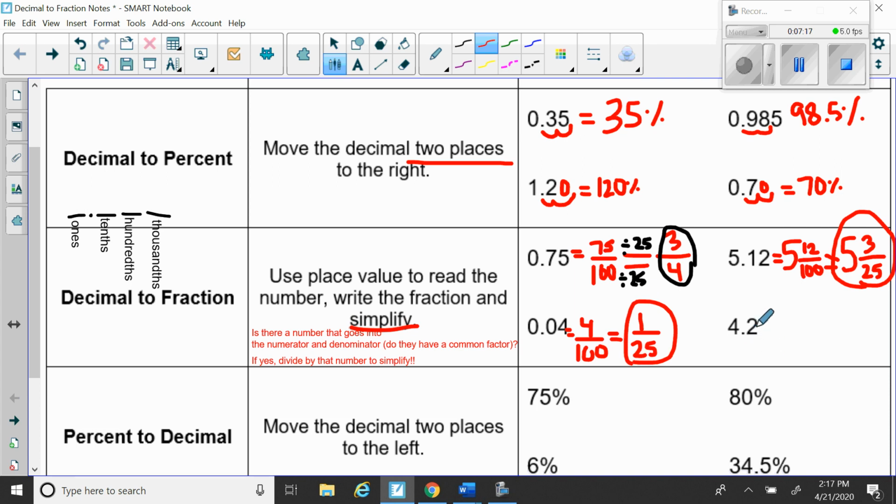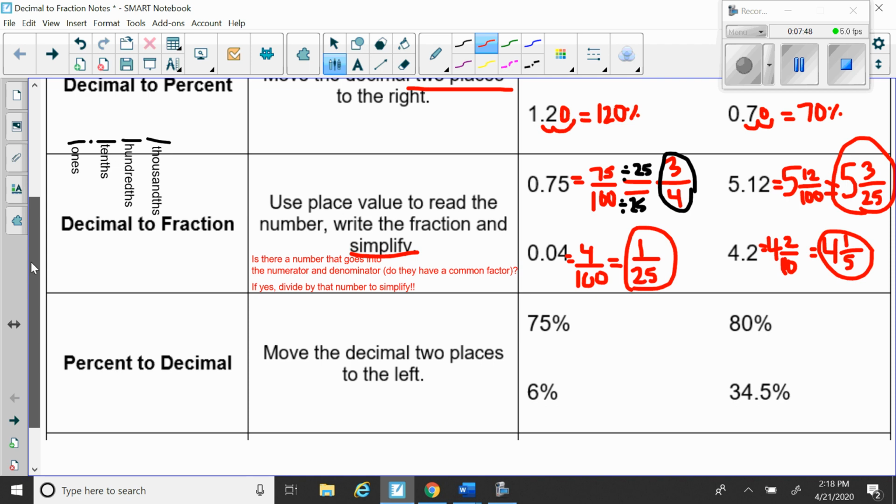All right, and then this last one, we have 4 and 2/10. So this, our whole number again, would be the same, 4. So 10 is our denominator here. Now we know that 2 and 10 are both even numbers. 2 goes into both. So we do 4, 2 divided by 2 is 1, and 10 divided by 2 is 5. So 4 and 1/5 would be our answer here.